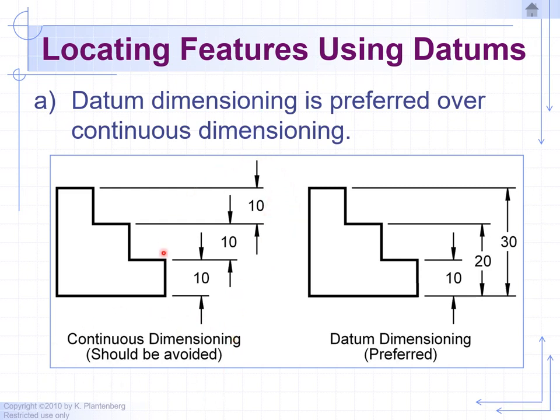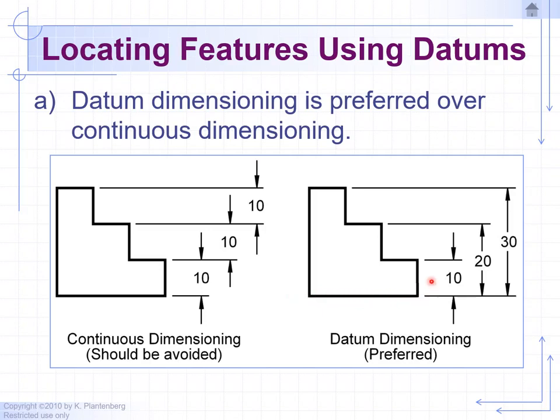The problem with continuous dimension is if the first step is slightly off, then that error is going to carry on to the next one. And if that one's slightly off, then the error of the first two steps will carry on to the next one. It's better to dimension from a datum. So in this case, the base. The base has a larger surface. So we guarantee more accuracy when we dimension from the bottom.